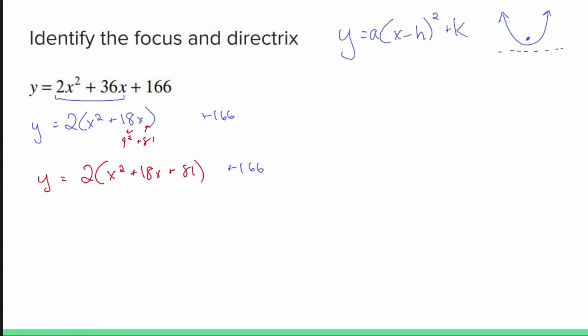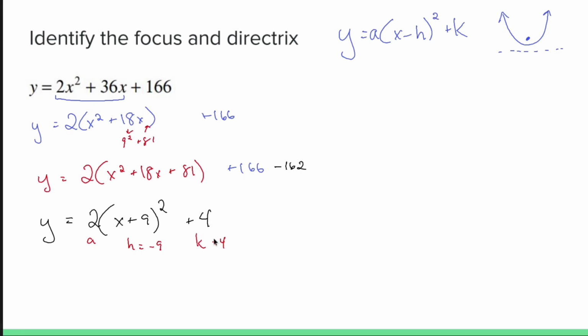You're not allowed to just randomly add 162 to the entire right side, so we're going to subtract 162 over here. Now what this allows us to do is say y equals 2, this is a perfect square trinomial, so (x plus 9) squared plus 4. Now we are in vertex form. a is 2, h is negative 9, and k is positive 4. Okay, so that gives me a vertex of (negative 9, positive 4).